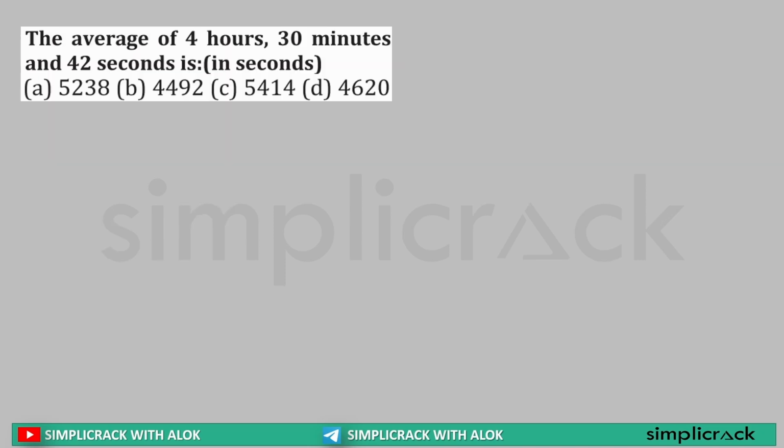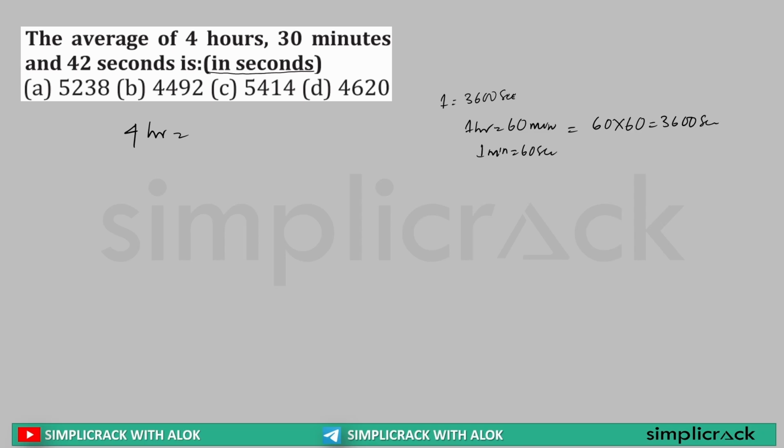The average of 4 hours, 30 minutes and 42 seconds. Now understand this. Here it has already mentioned you have to calculate everything in seconds. So what will I do? 4 hours need to be converted into seconds. I know 1 hour is equal to 3600 seconds. I hope you know this much. 1 hour is equal to 60 minutes, and 1 minute is equal to 60 seconds. So 60 minutes is equal to 60 into 60, that is 3600 seconds. Clear?